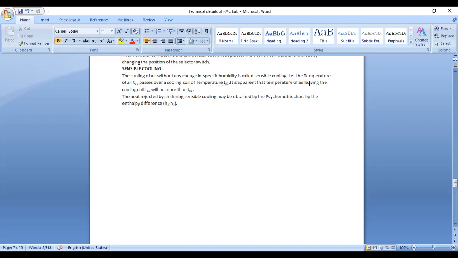It is apparent that the temperature of air leaving the cooling coil, TD2, will be more or less equal to TD3. But generally TD2 is never equal to TD3; it is higher than that. The heat rejected by air through sensible cooling may be obtained from the psychrometric chart by the enthalpy difference H1 minus H2.